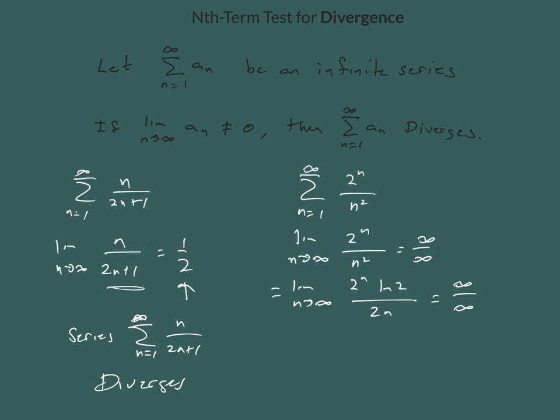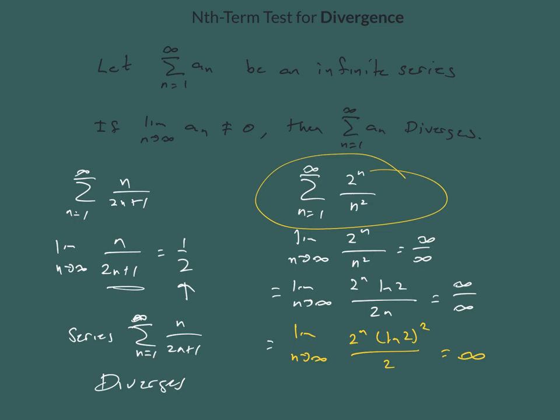And so I can do L'Hopital's rule again. When I do that, I will get the limit as n approaches infinity of 2 to the n times the natural log of 2, that thing squared, over 2, which in this case is infinity. So therefore, I know that series also diverges, because that limit was not equal to 0.